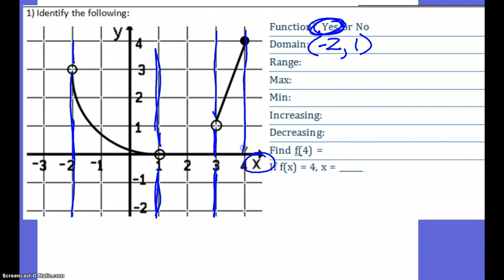to 4. 3 is open and 4 is closed. So the domain has 2 intervals, and the range, so if we look at the range, is y values. If we come up from the bottom, what is our y value to start with? Well, the y right here at the green line is 0. And again, this point is open, so it's parentheses at 0.